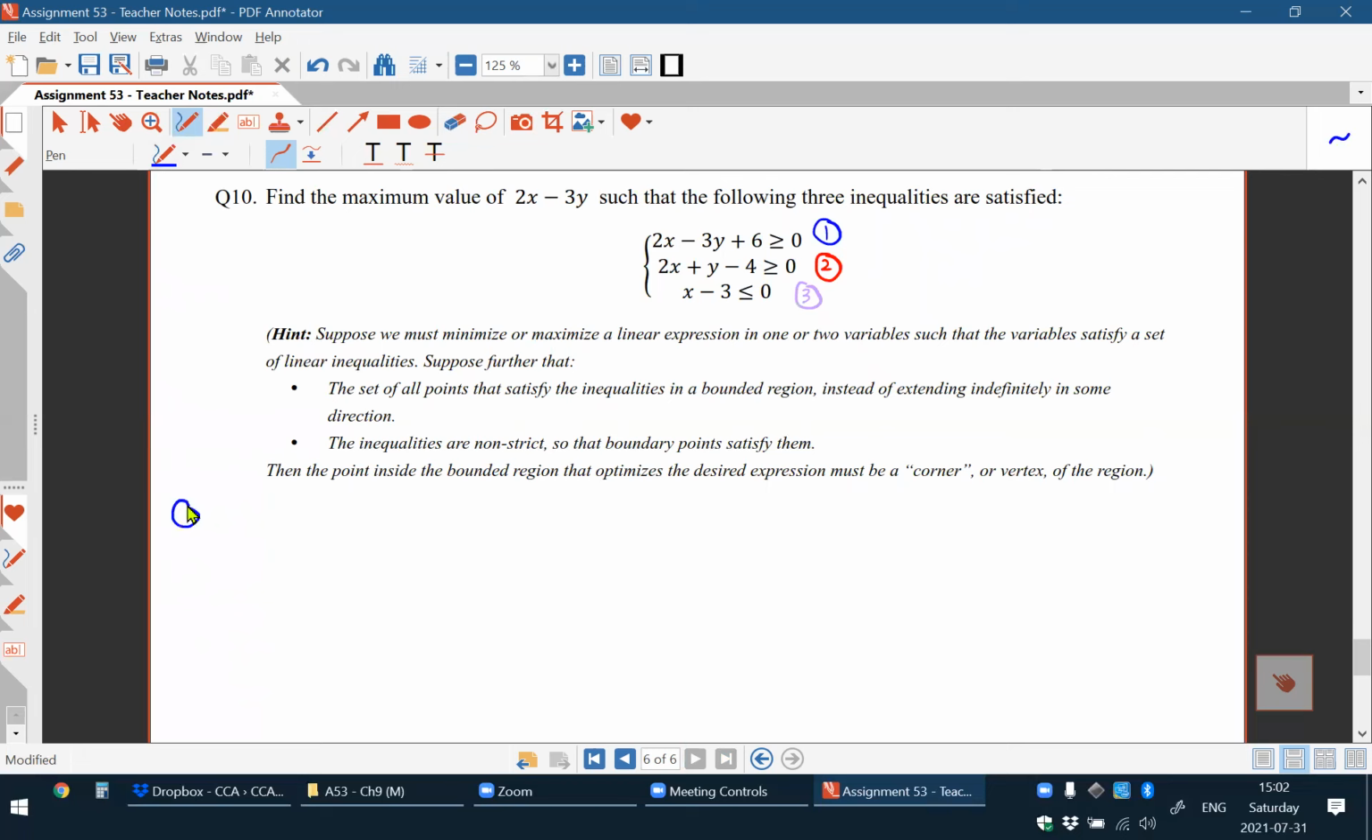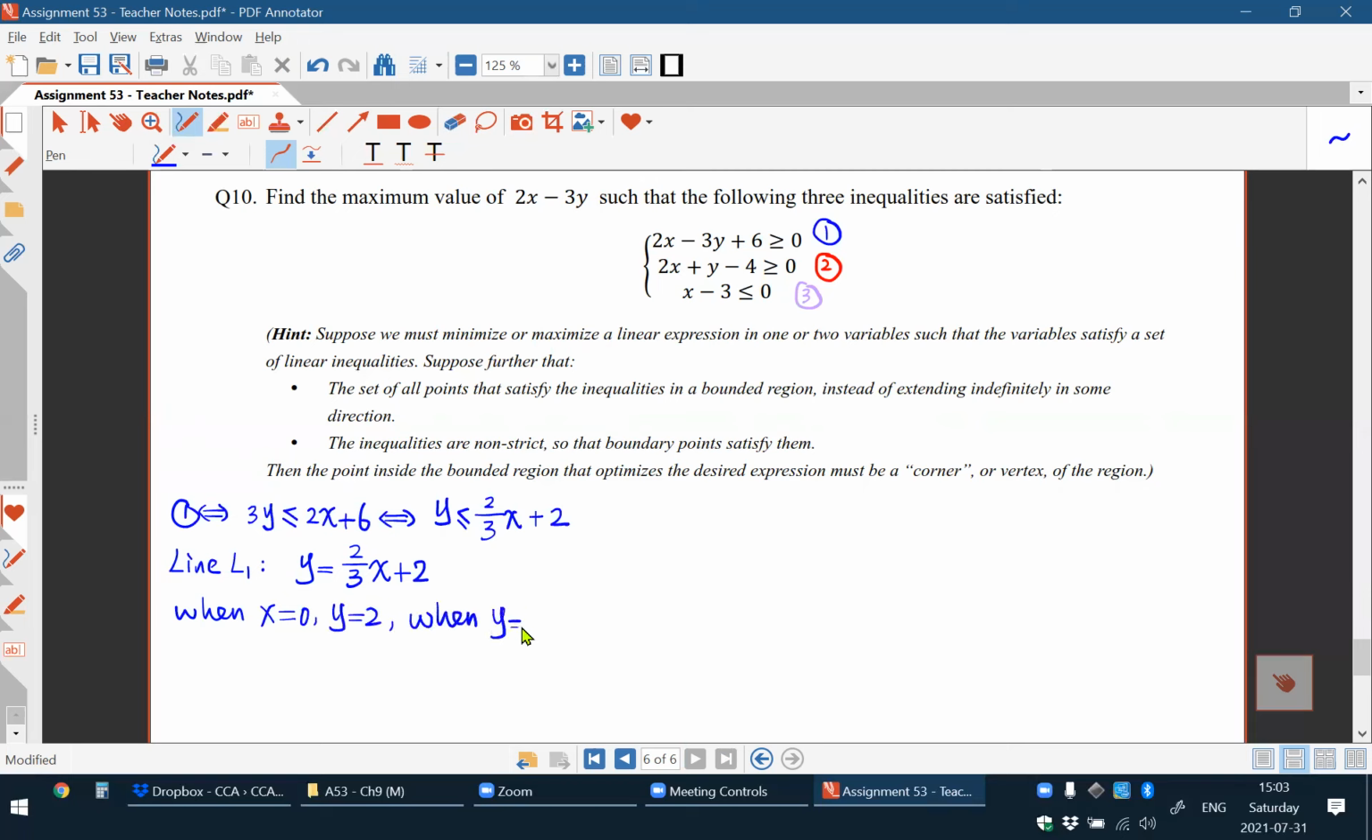Okay, so inequality number one is equivalent to 3y less than or equal to 2x plus 6, which is equivalent to y less than or equal to 2 over 3 x plus 2, right? And the corresponding line one, which is a boundary line, is y equals 2 over 3 x plus 2, right? And in order to conveniently find this line in our 2D Cartesian plane, it's better to find its x and y intercept. So when x is 0, y is 2, and when y is 0, x is minus 3, right?